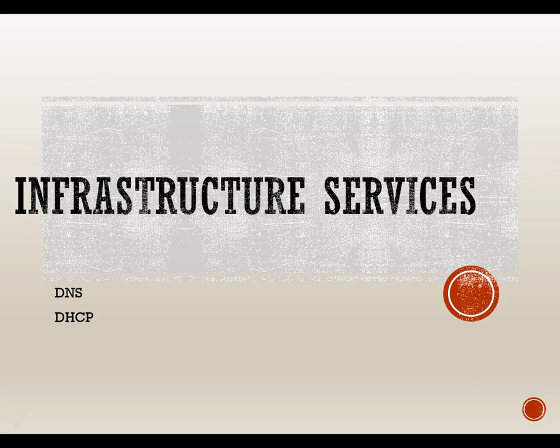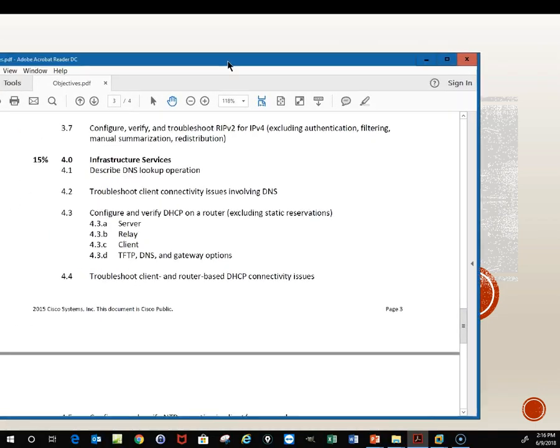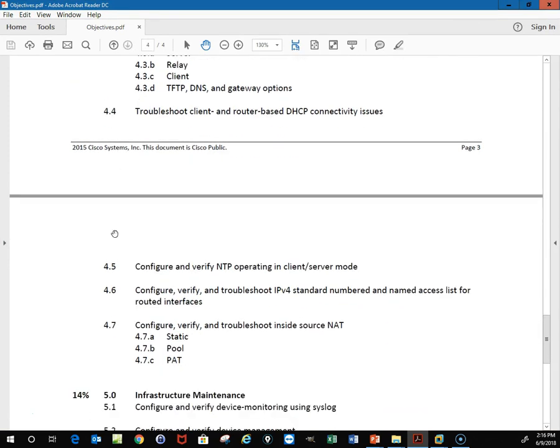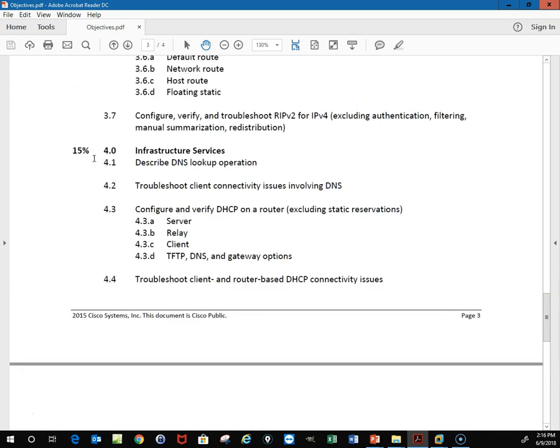Okay, time to move into infrastructure services, the things that support the connectivity of the network. Bring the objectives over here really quickly, and we're on infrastructure services, which is objective 4.0 with 4.1, 4.2, 4.3, 4.4, 4.5, 4.6, and 4.7. So it's 15% of the exam.